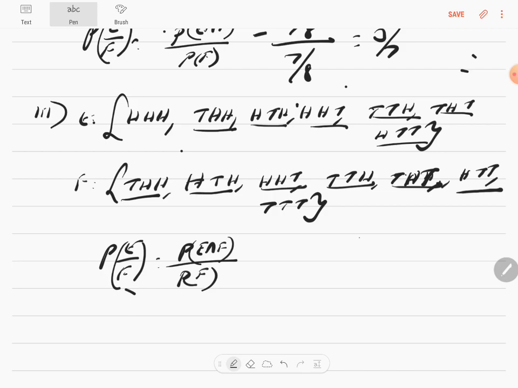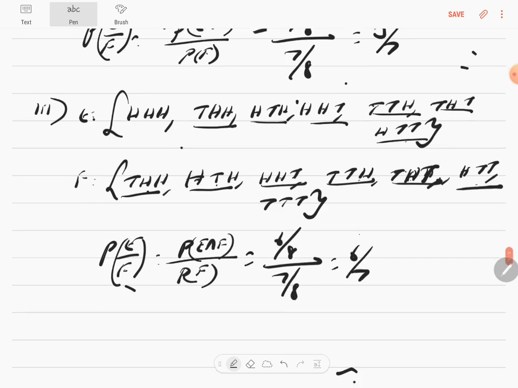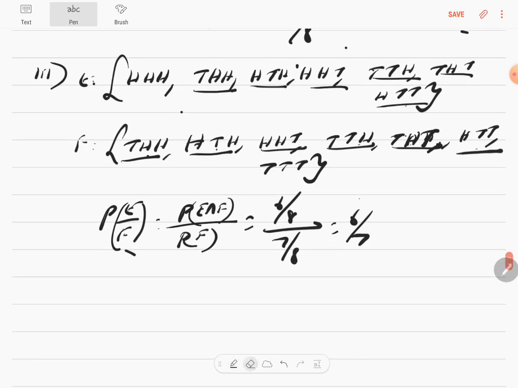So how many have we underlined? 1, 2, 3, 4, 5, 6. 6 out of a sample space of 8, divided by what is in F: 1, 2, 3, 4, 5, 6, 7. 7 out of 8. The answer is 6 by 7. So did you understand? I hope so. Let's go to the next question.